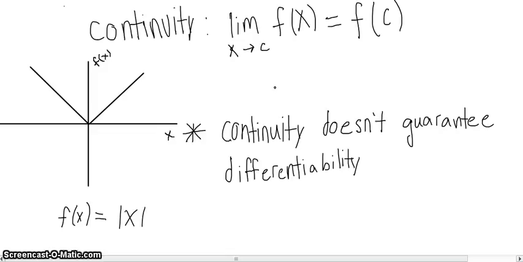So we know it's continuous because it follows this rule, and there's no holes, jumps, gaps, anything like that on the graph. But it's not differentiable right here. So we know that continuity doesn't guarantee differentiability.